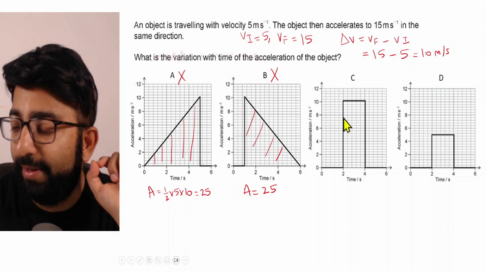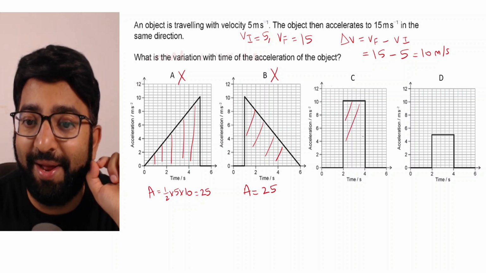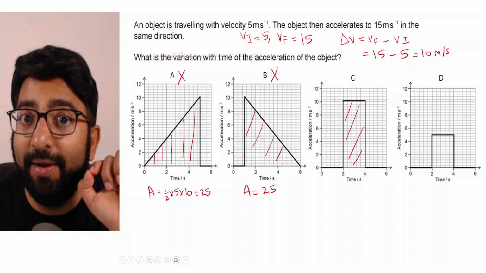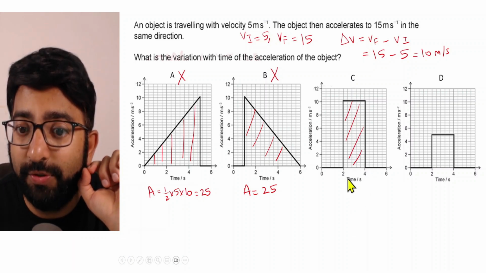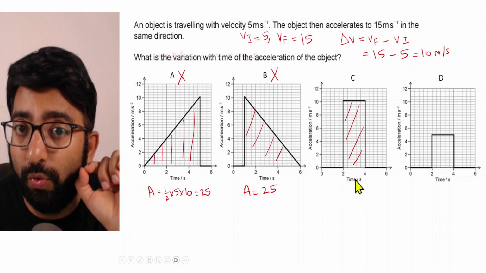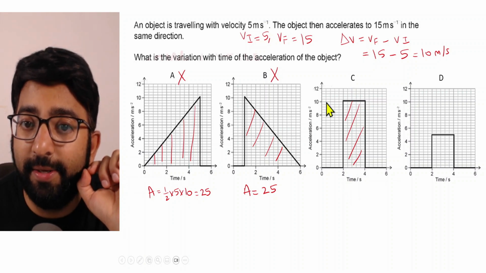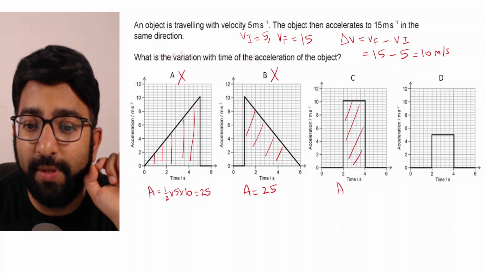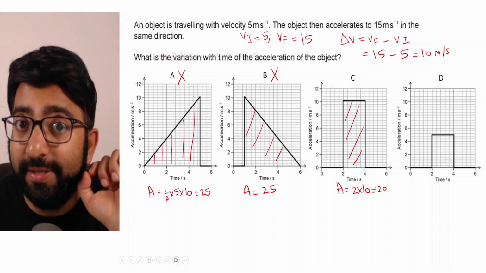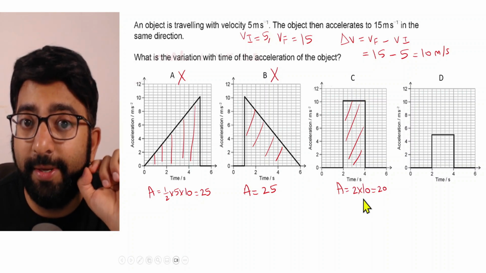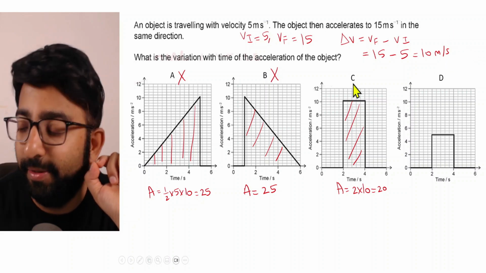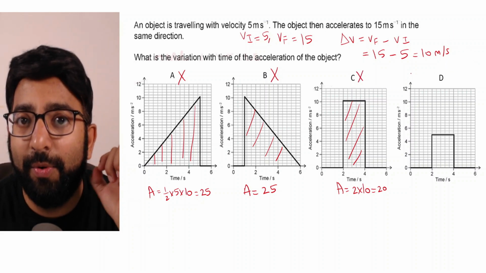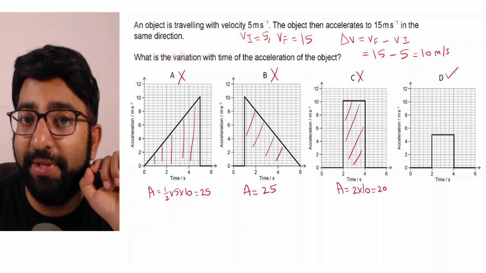In option C, the area which we have to consider is not a triangle but a rectangle. Area of a rectangle is base into height. Base of this rectangle is 2 units, as you can see, 4 minus 2 is equal to 2. And the height of this rectangle is 10 units. So area of this rectangle will be 2 multiplied by 10, which is equal to 20. Hence, the change in velocity for option C is 20, which is not the same as what we had required. We need 10. Hence, option C is incorrect, which means definitely option D has to be the answer.